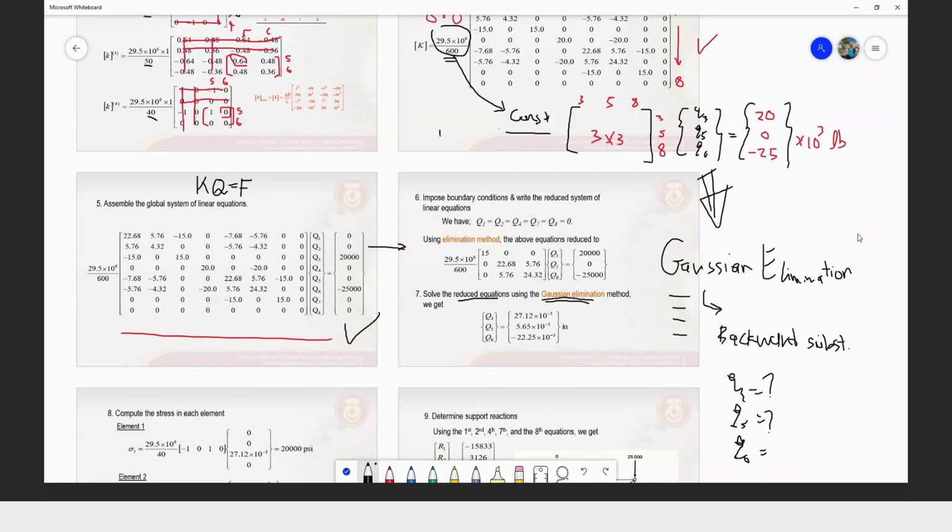The mark distribution for this Gaussian elimination is very big.